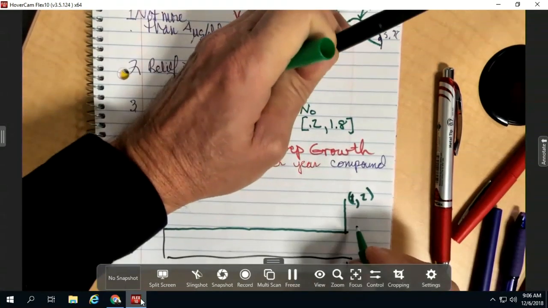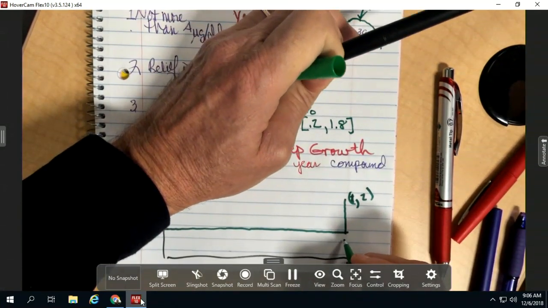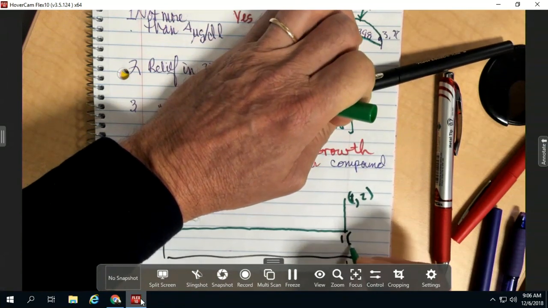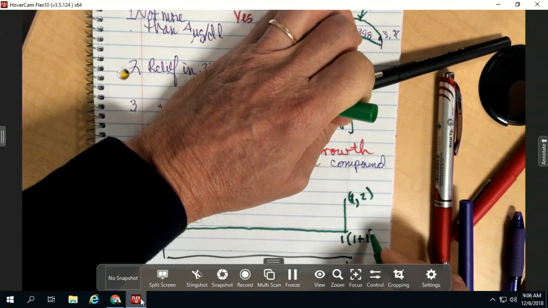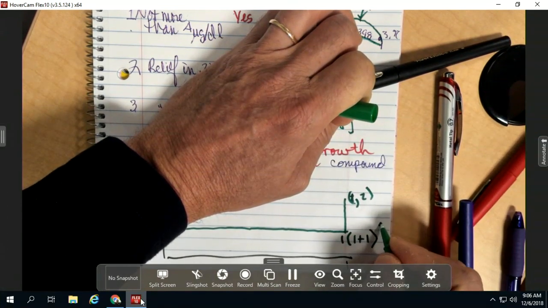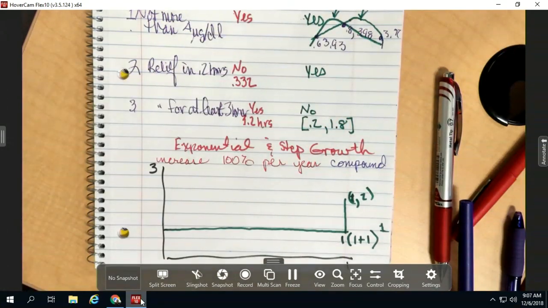Okay, and my formula is $1 times 1 plus doubling, or in other words, 1 plus 1, to the first power. So what this is saying is I start with 100%, and I double it. I add 100% to it, and I do it for 1 year. Think about the math. Does it make sense? 2 to the first is 2. 2 times 1 is 2. Everybody good with that part? Okay.